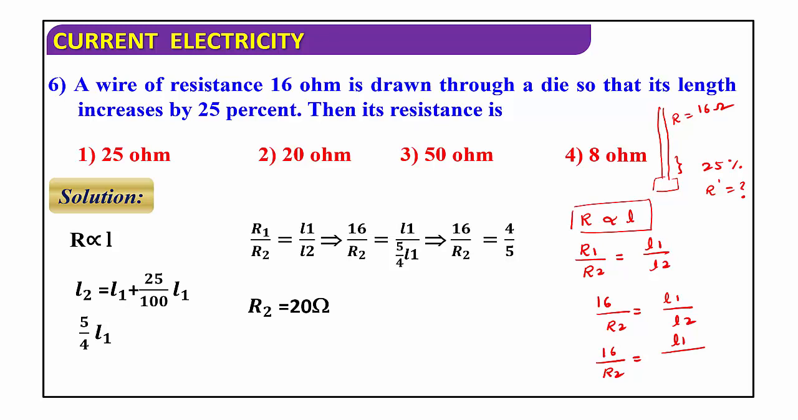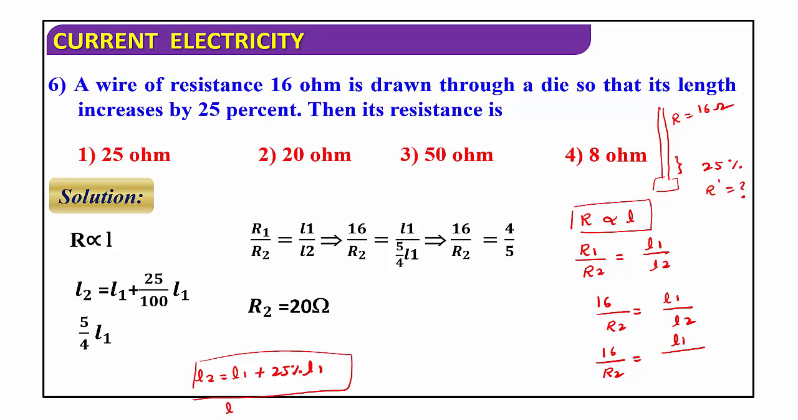So when it is drawn through a die, 25% of its length increases. 25% of its length increases means what to write in place of L2? So L2 means what here? You can observe. L2 is equal to the original length L1 plus the increase in the length. How much length increases? 25% of L1 it increases. This is the value of L2, right?